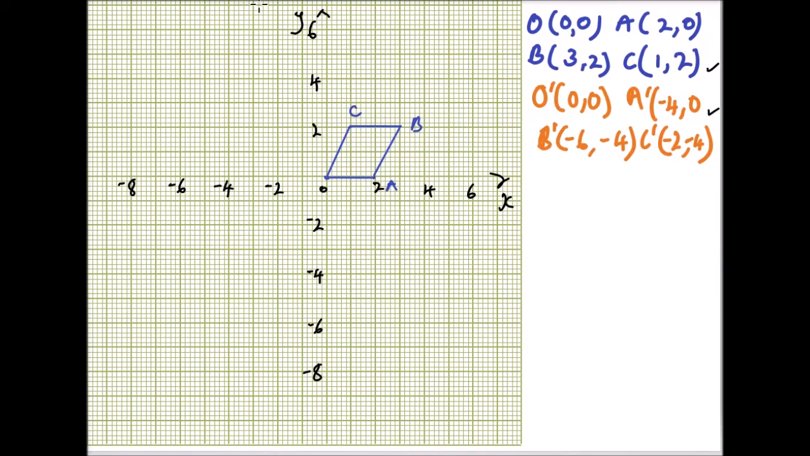Then let's now draw the image. Our starting point is (0, 0), does not change. A is at (-4, 0). So that is where we have our A. Our B is (-6, -4). That's minus 6, minus 4. So that is where we have our B. And our C is at (-2, -4). So that is our C. So we join the 4 points to come up with the image.